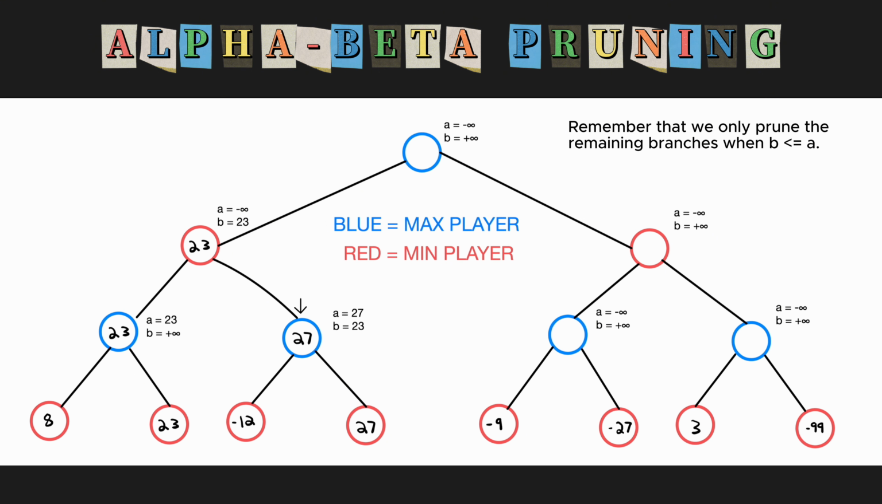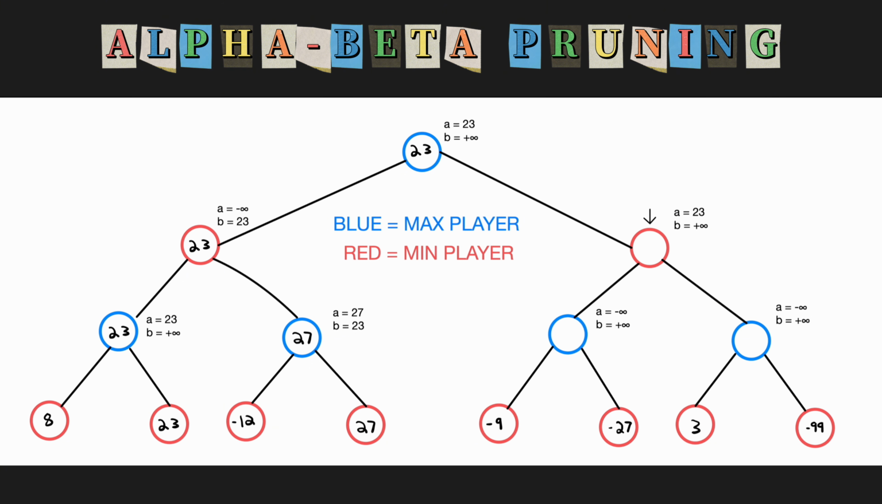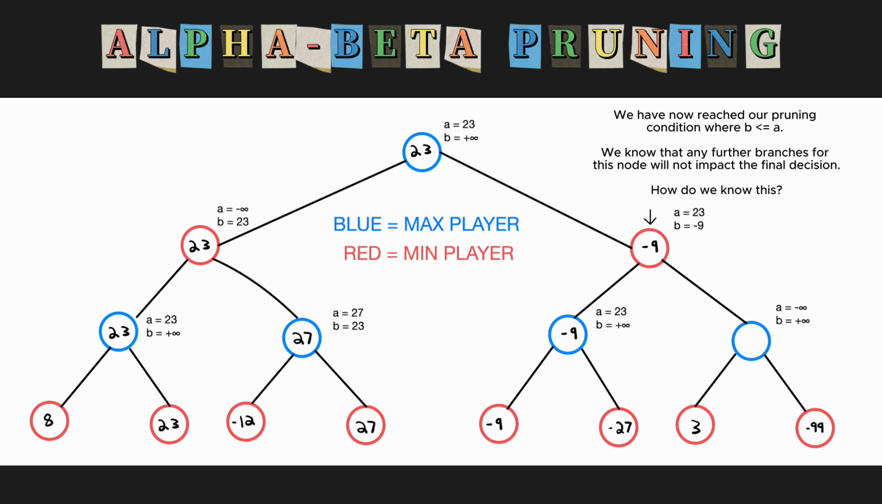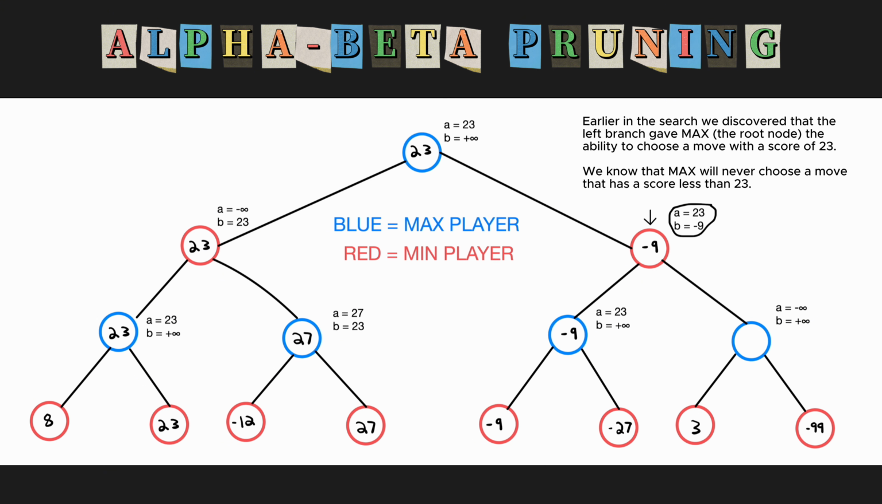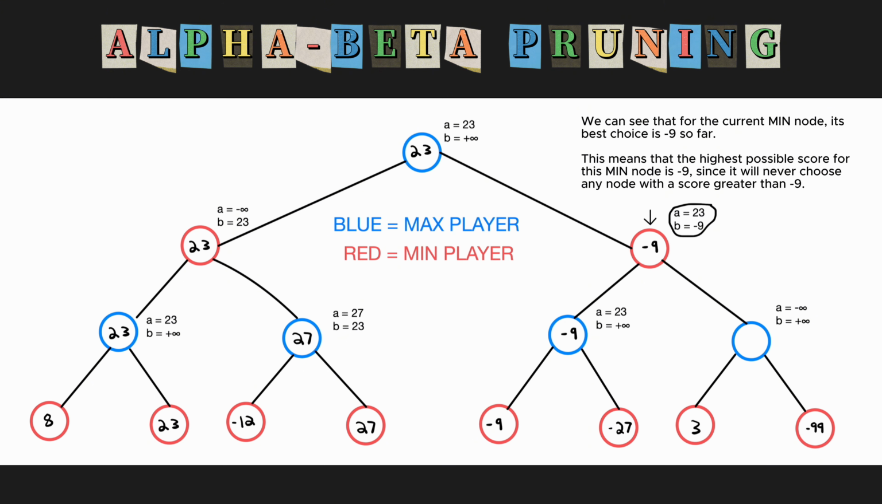We've reached a scenario where beta is less than or equal to alpha, but there's no more moves left in this move branch, so we'll continue on as normal. Once again, we've reached a point where beta is less than or equal to alpha. We saw earlier in the search that blue already has a choice of choosing 23, and in this move branch, we notice that red, who is the minimizing player, has a score of -9 available.